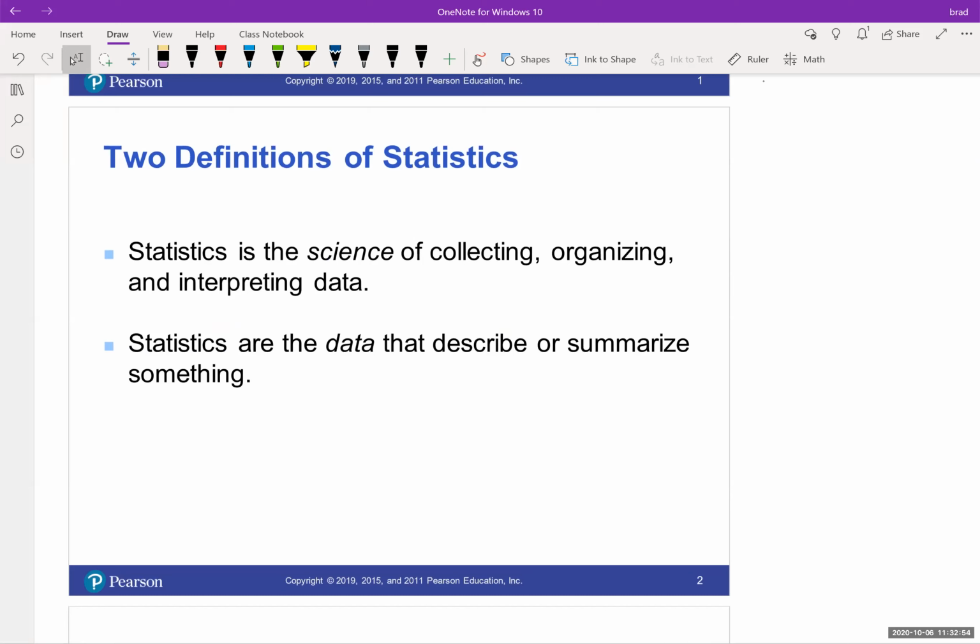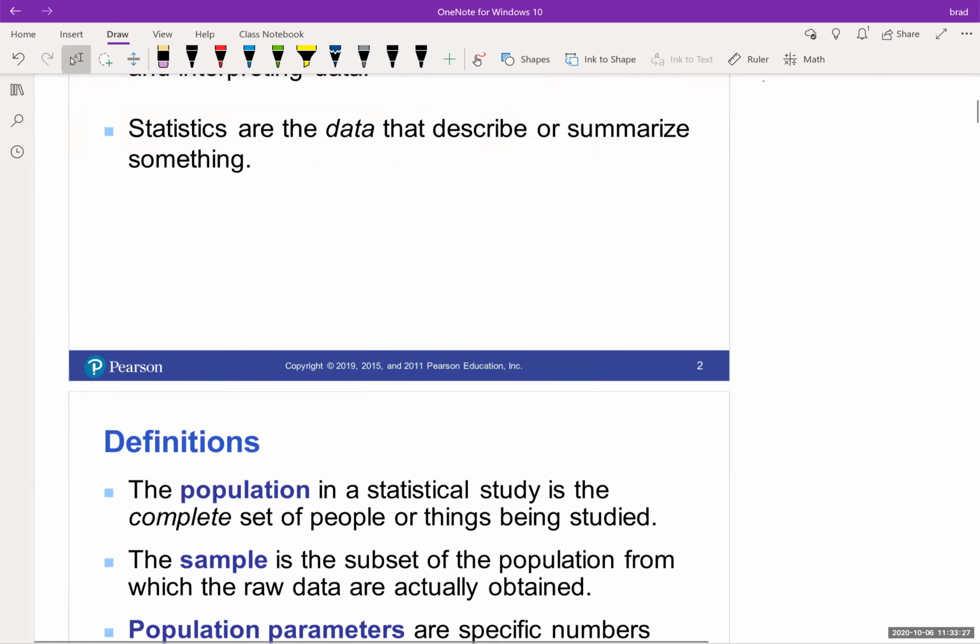So first thing is we want to talk about the two definitions of statistics. Statistics is the science of collecting, organizing, and interpreting data, but statistics can also be referred to as data that describes or summarizes something. In general, when you're using statistics, it describes the sample. When you're using a population, it's called a parameter. So normally when you're talking about statistics, it's describing a sample. And then obviously you can use it as the science of collecting data and interpreting data, okay?